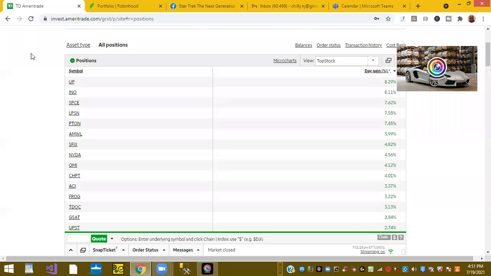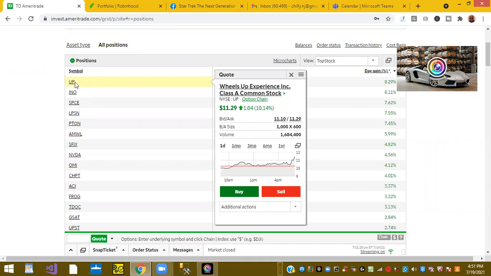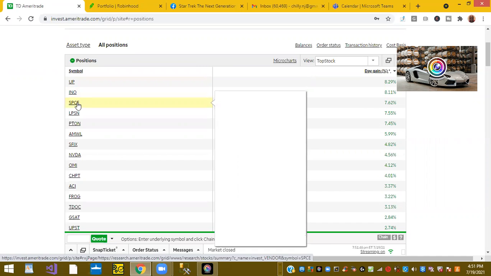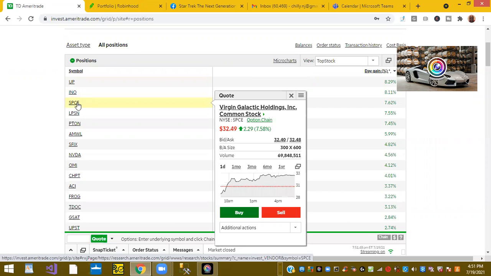All right, so over to my other account, ticker symbol UP or Wheels Up Experience was up 8.29%. And this is a stock that deals with private air travel. So Wheels Up, check them out on the web. Ticker symbol INO, Pharmaceuticals, was up 8.11%. Ticker symbol SBCE or Virgin Galactic was up 7.62%.